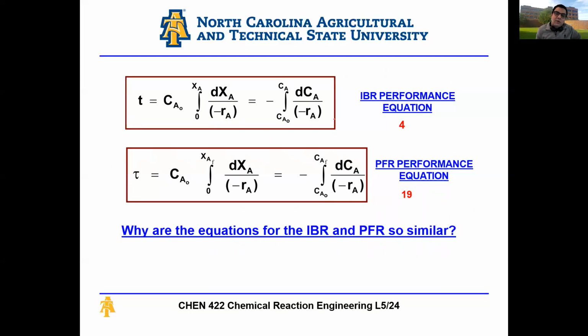But when we look at the equations for the ideal batch reactor and the PFR, we find out that they look very similar. They're almost identical, except that this is time. And this is what? This is space time, right? They're very similar equations. So why are these equations so similar? You think that these two reactors are extremely different, so we would get very different performance equations. Why are they mathematically so similar? This is something you need to think about.